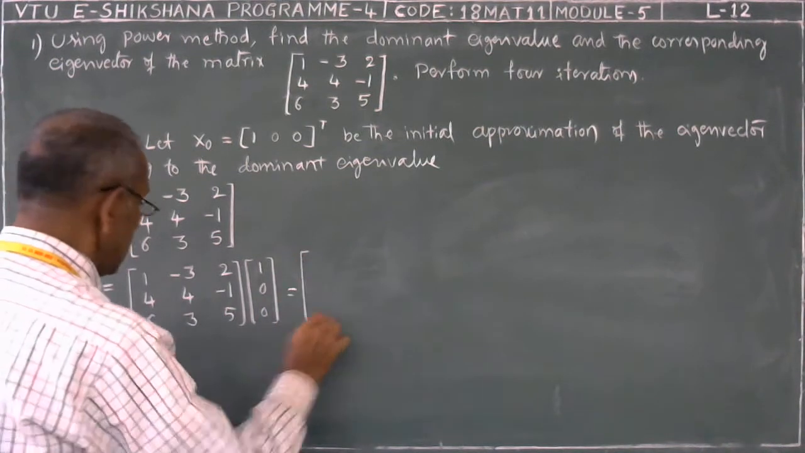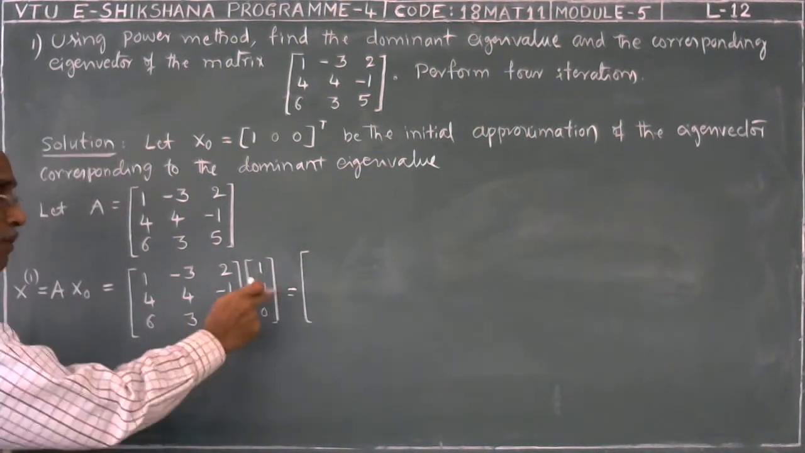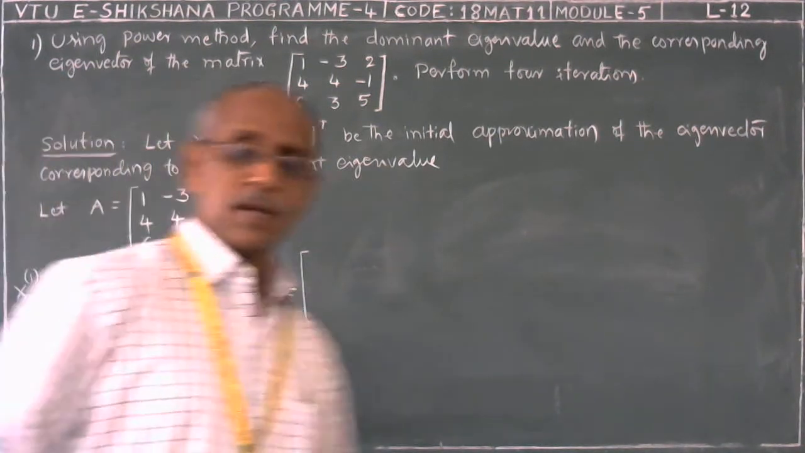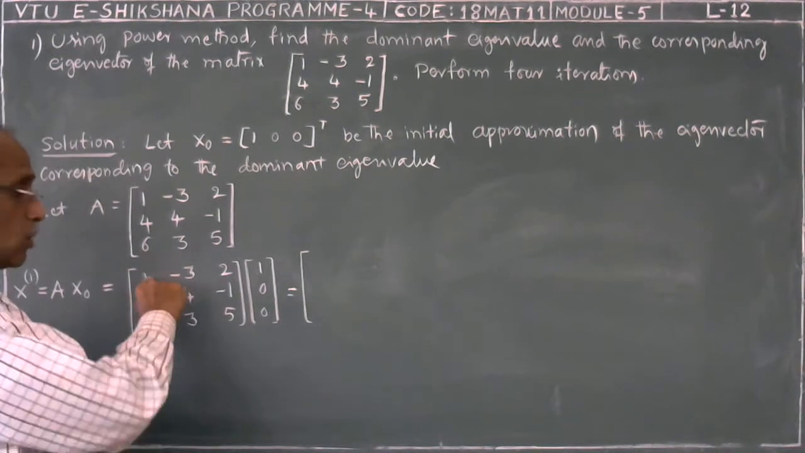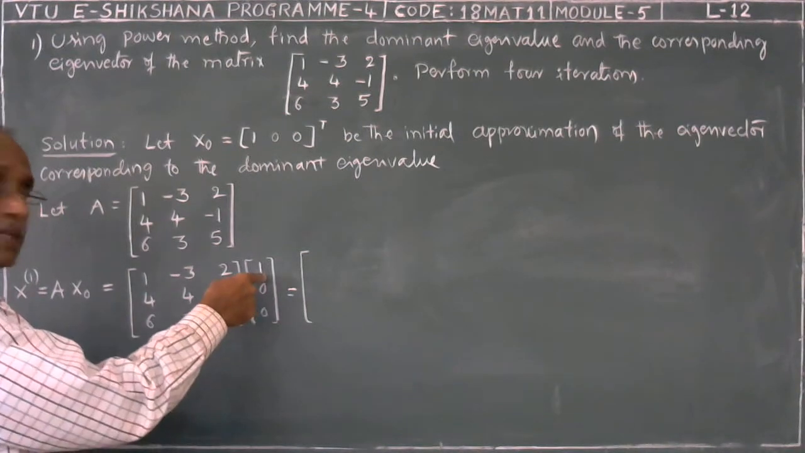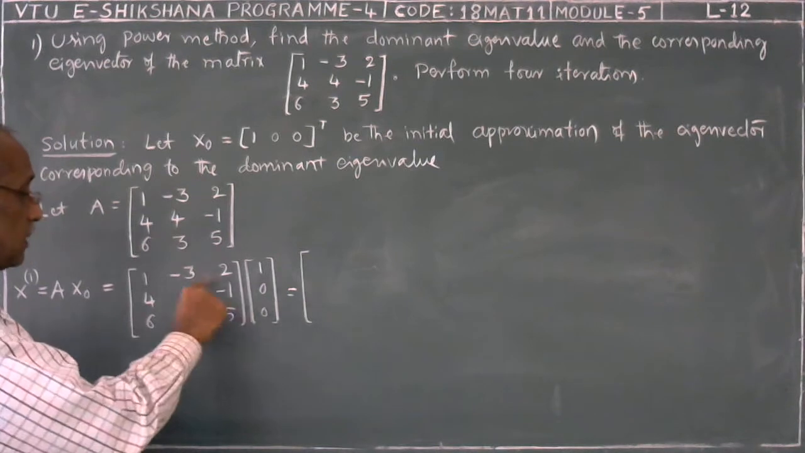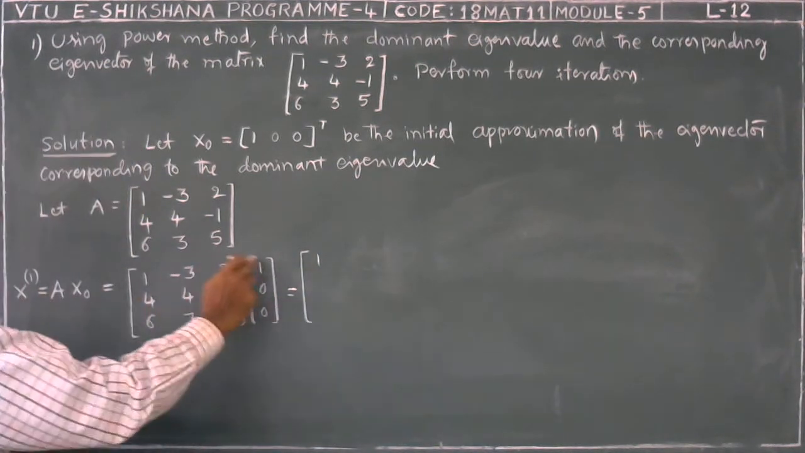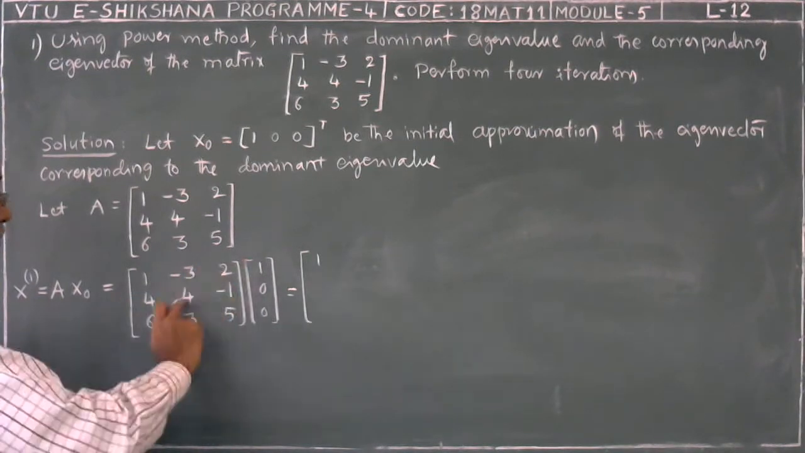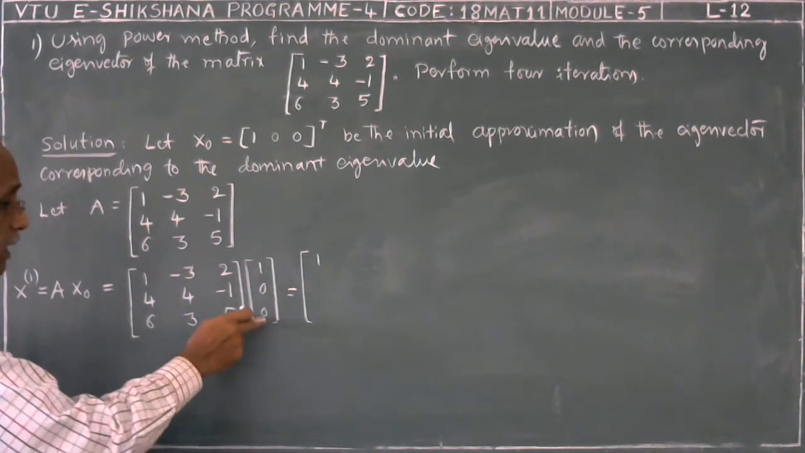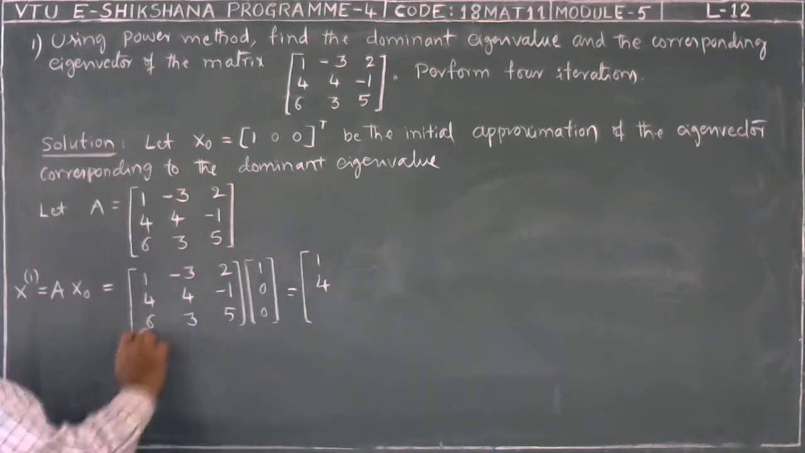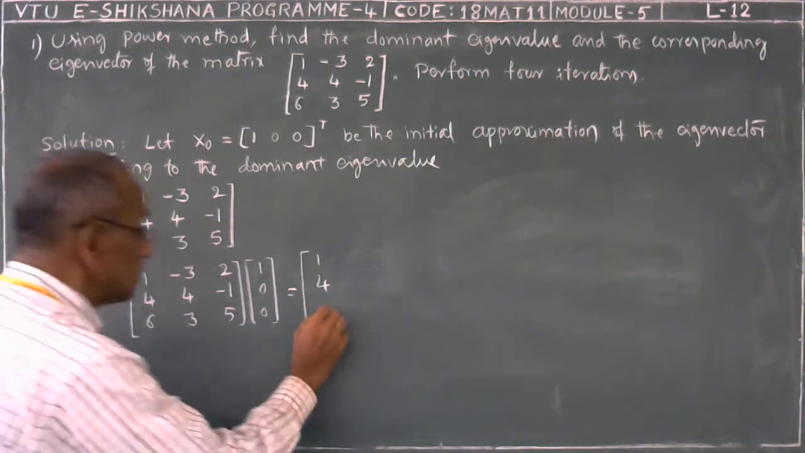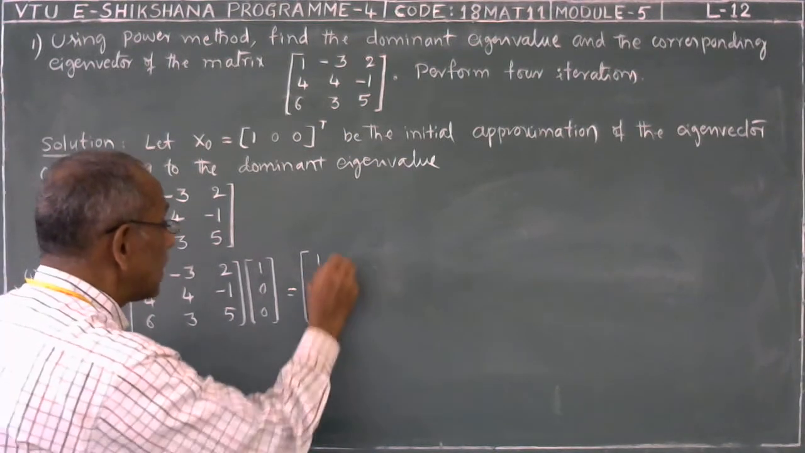Now the number of columns is 3 and the number of rows of the second matrix is 3, so they match and we can multiply. Row by column: 1 into 1 plus minus 3 into 0 plus 2 into 0 is 1. The second row: 4 into 1 plus 4 into 0 minus 1 into 0 is 4. 6 into 1 plus 3 into 0 plus 5 into 0 is 6. So 1, 4, 6.